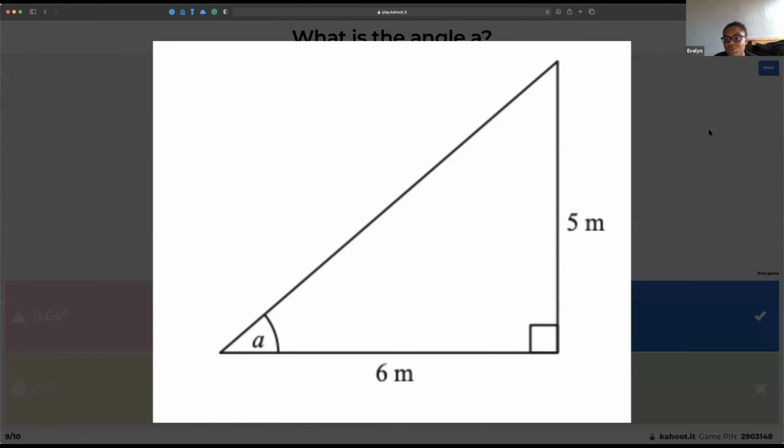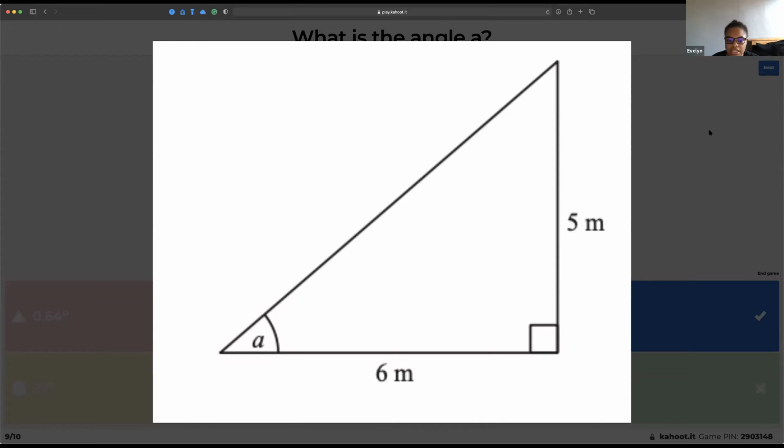Cool. So all of you pretty much use tan. Yeah, you can absolutely use tan to work out angle A. So again, what I advise you to do is to label your triangle.